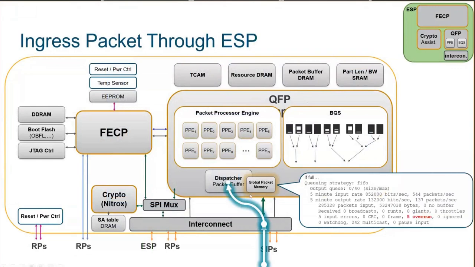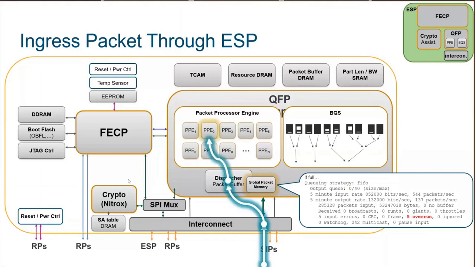So global packet memory is a per-interface memory, and if it is full, then we see these overrun errors because the buffer is already full, but we still keep receiving the packets, so those packets will be dropped. That we see as overruns.